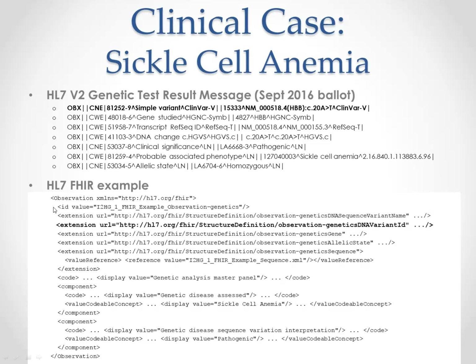FHIR is pretty similar. In the FHIR resource, which extends the observation resource, they created extensions where these extensions are very similar in meaning to these LOINC codes. And here again, there's a FHIR extension for the observation genetic DNA variant ID, and the value of the DNA variant ID would be the ClinVar ID 15333. And having said that, then the variant name and the gene and the sequence would all be redundant. The allelic state, of course, the fact that it's homozygous would not be redundant. That would also have to be communicated.